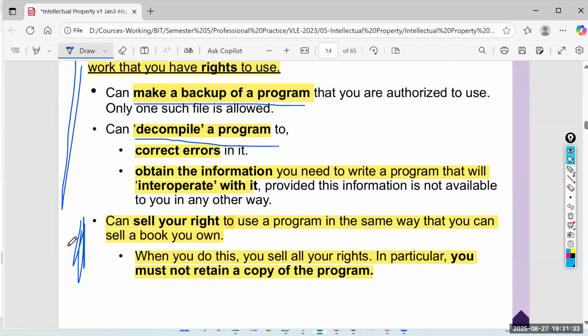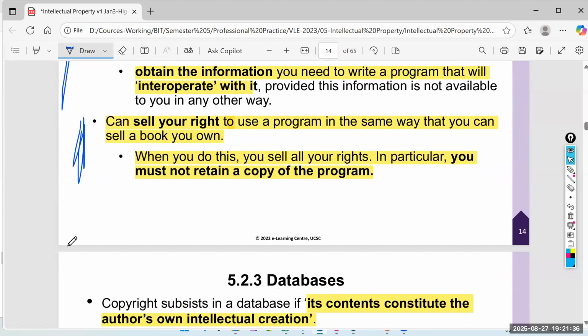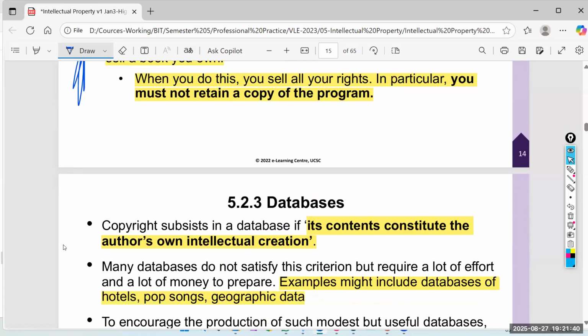Okay. But if you need to retain it, don't sell it. You just give the license or permission to use it.